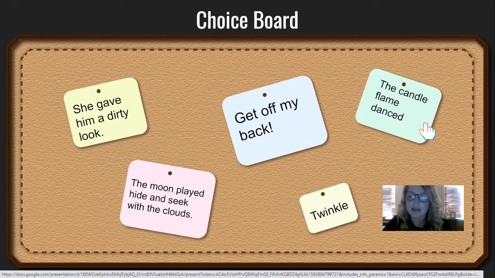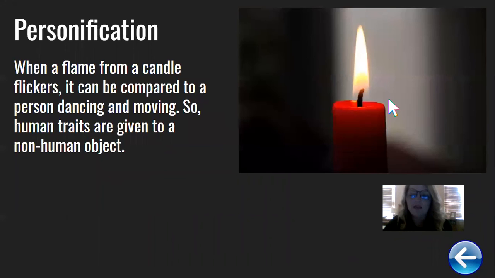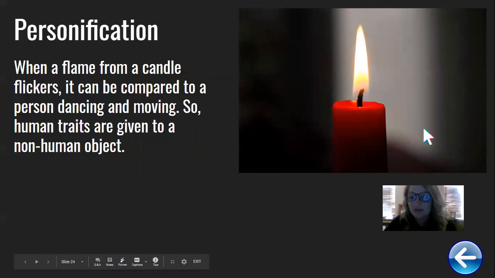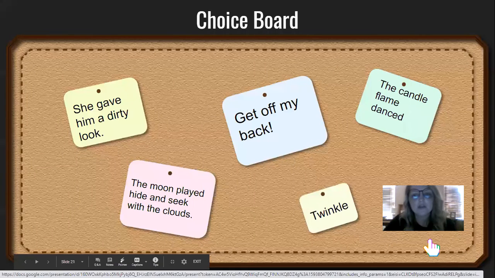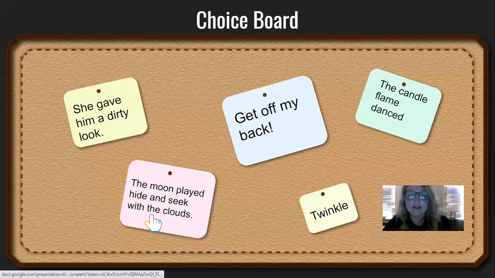The candle flame danced. Okay, that is personification. Remember that word person that's in there. So can candle flames actually dance? It says when a flame from a candle flickers, it can be compared to a person dancing and moving. So human traits are given to a non-human object. So that is where personification comes in. So somebody took this candle flame that was moving around and they said it looks like it's dancing. Okay. What about the moon played hide and seek with the clouds?